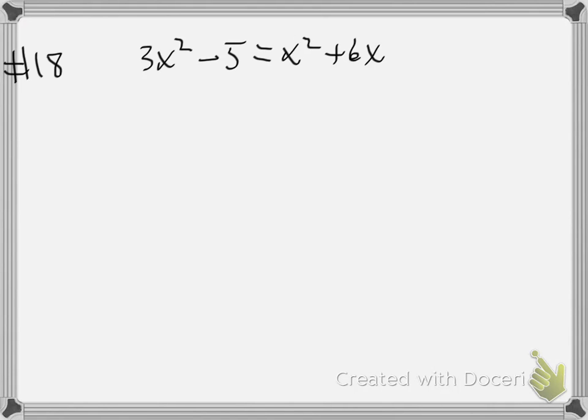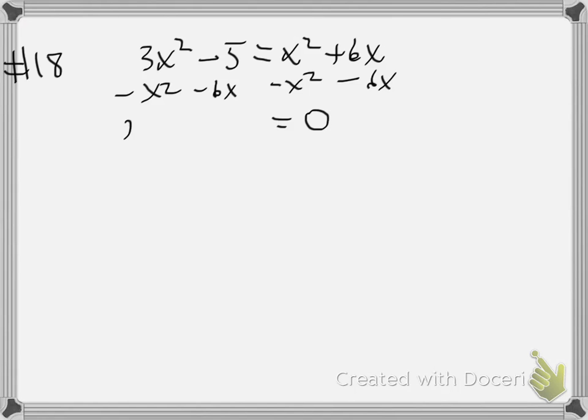Number 18, I'll do that quickly. It's very similar, same kind of thing going on. I have 3x squared minus 5 equals x squared plus 6x. I want to use the quadratic formula, so I need to get it in ax squared plus bx plus c form like I did in the previous one. So I'm going to subtract x squared from both sides. I'm going to subtract 6x from both sides. I'm going to end up with 0 here.